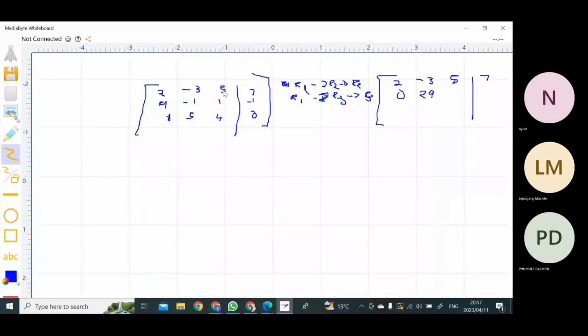5 times 9 is 45, which means 45 minus 2 is going to be 43. Then 7 times 9 is 63. 63 plus 2, because it's going to say minus 1 times minus 1 times 2 minus 2, is going to be 65.